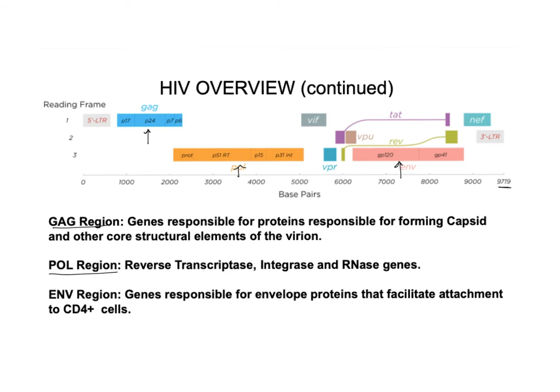And then the ENV region, these are the genes that are responsible for making those envelope proteins like GP120 that we talked about in that previous slide, that are on the outside surface of the virus, right? So those are the three major elements of the genome that store information to make those proteins. So how exactly does HIV infect a cell?